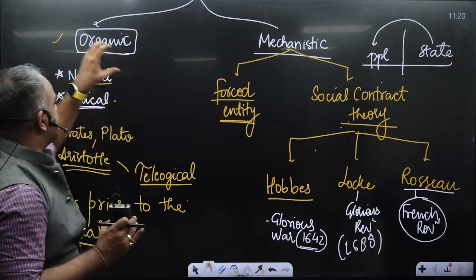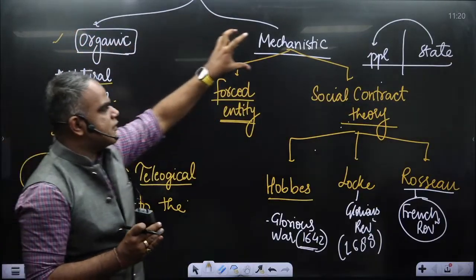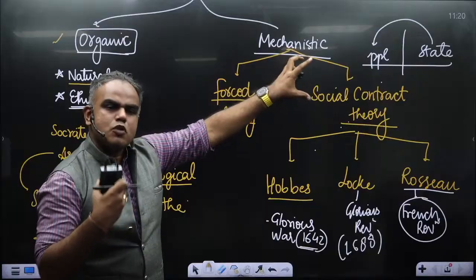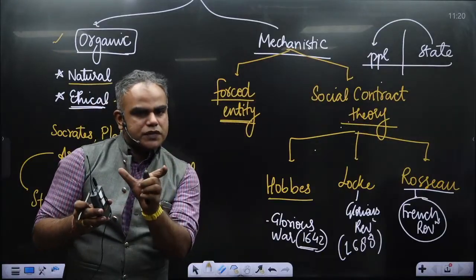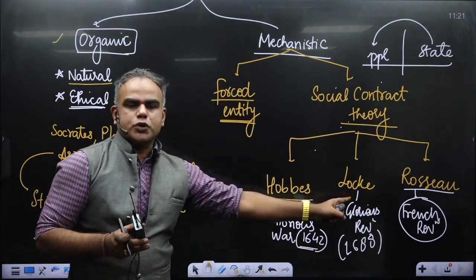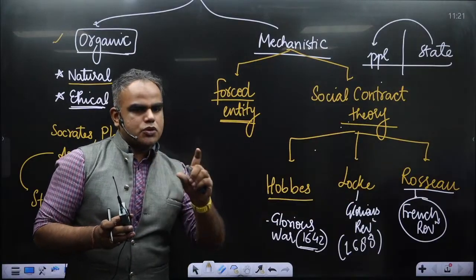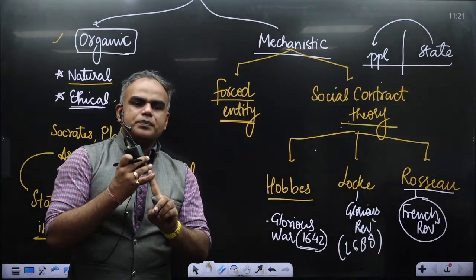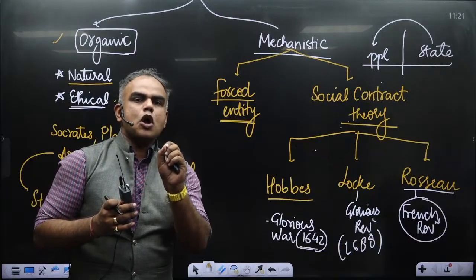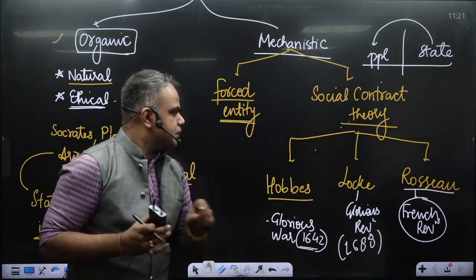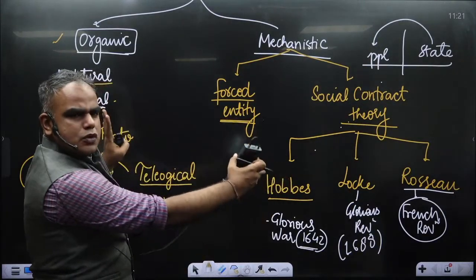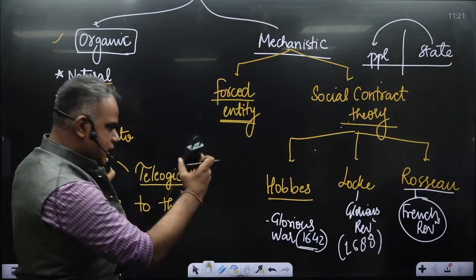So you would have an organic theory of state and you would have a mechanistic theory of state. And I am going to talk about the liberal theory of state, and that is why I mentioned Locke to you. In 2018, there was a question, and we should also know that Locke is the father of liberalism. I hope you only need to know this basic, and with that I'll move ahead.